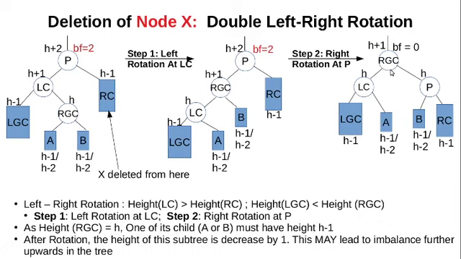Before rotation, the height of the subtree was h plus 2. After the rotation, the height has reduced by 1. This decrease in the height may introduce a balance factor violation further upwards in the tree, which needs to be checked and restored.